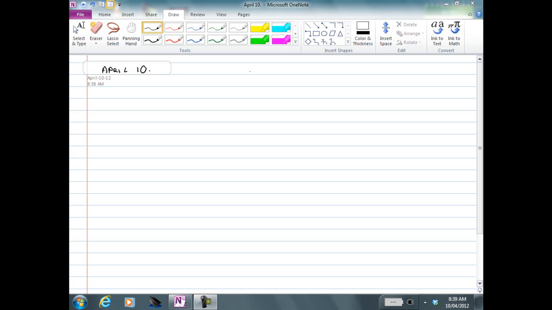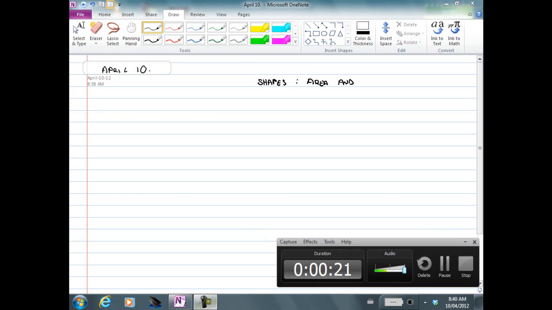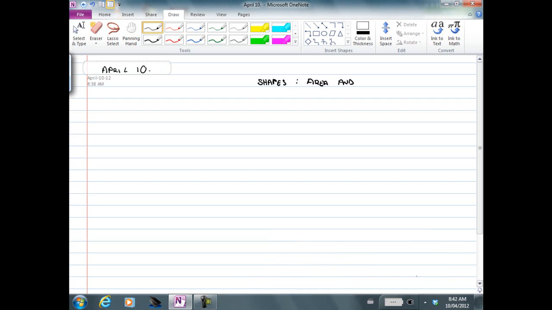Alright guys, so today I'm going to be teaching you about shapes. More importantly, I'm going to be teaching you about area and, sorry, we're working with area and perimeter. Okay, so that's what we're going to work on. Area and perimeter. Now, every day I'm going to be focusing on a different shape.